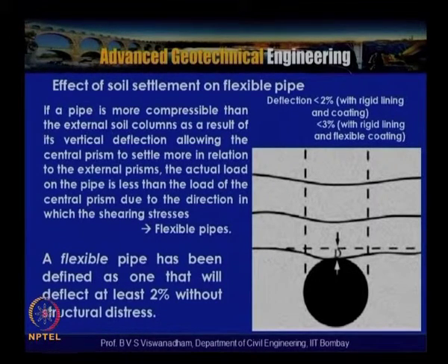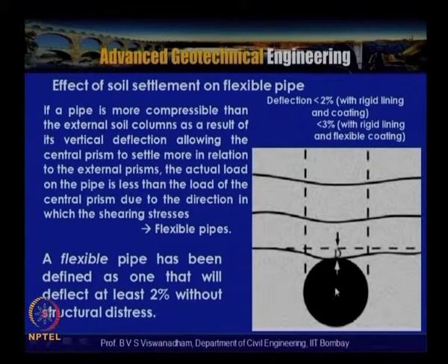You can see the settlement at this portion. The soil above the pipe undergoes differential settlement, and the movements in the surrounding soil are relatively less compared to the zone which is above the pipe. So this condition is very close to the active arching condition that we have seen, where the structure is more compressible than the surrounding soil.